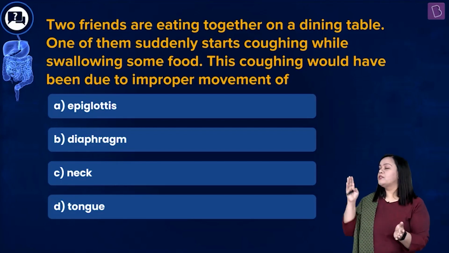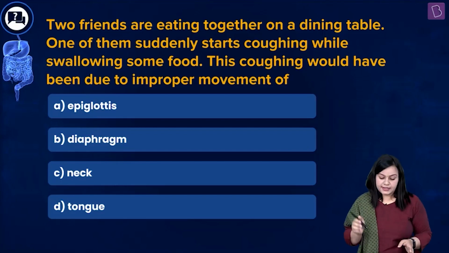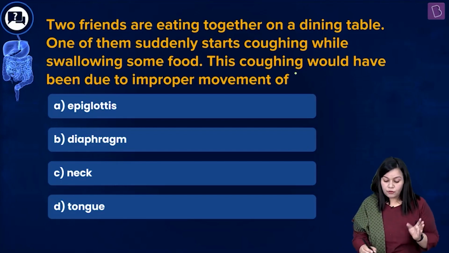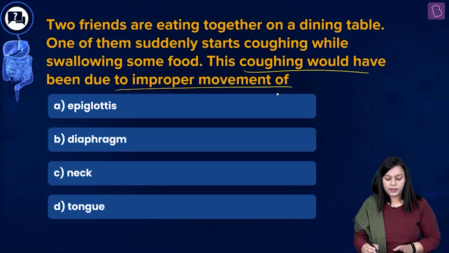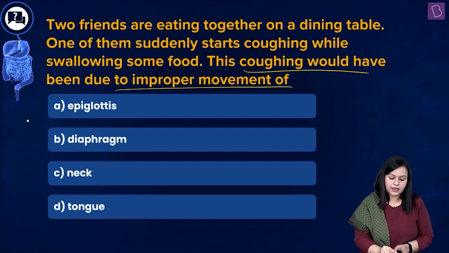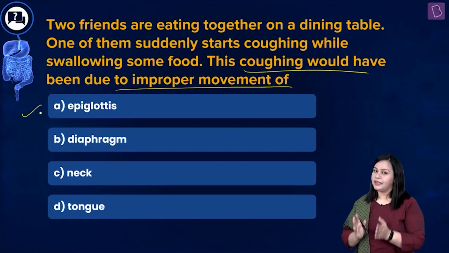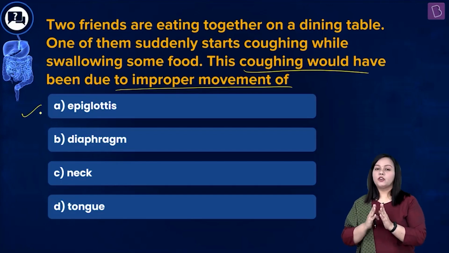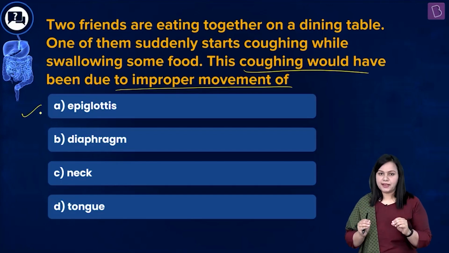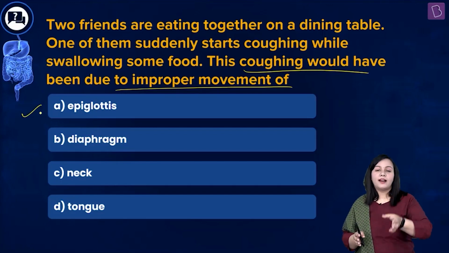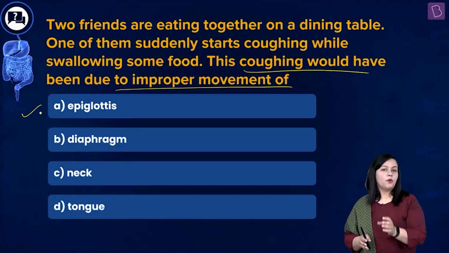So what is going to be the right answer for this particular question, where it is asking about this coughing being due to the improper movement of? The answer is going to be epiglottis, that is option A. Okay, what is epiglottis? I already told you all. It's a cartilaginous flap-like structure which basically guards or covers the opening of the larynx.